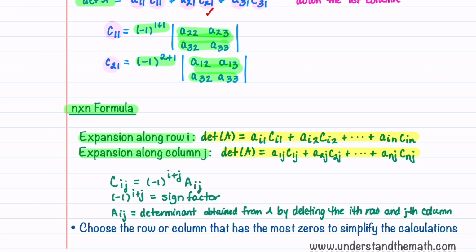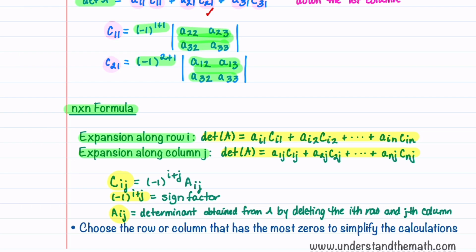The general formula for the cofactor, C_ij, is just (-1)^(i+j) times A_ij. (-1)^(i+j) is our sign factor, and A_ij is just the determinant obtained from A by deleting the ith row and the jth column.